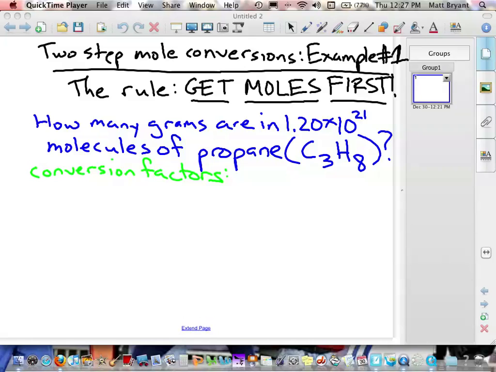So, the first one that we need, it looks like we're going to need to deal with molecules. How many molecules are in a mole? Of course we know that 1 mole of any substance contains 6.02 times 10 to the 23rd particles. In this case, since we're dealing with a molecular compound, and since it asks us about molecules initially, we can assume that they mean molecules. So, the second conversion factor that we need will allow us to get grams.